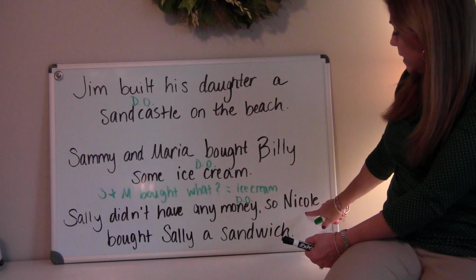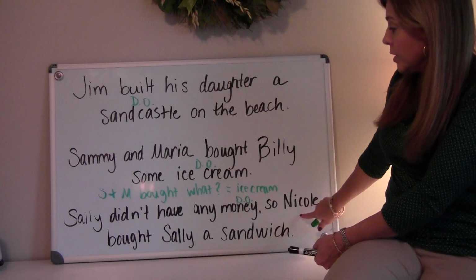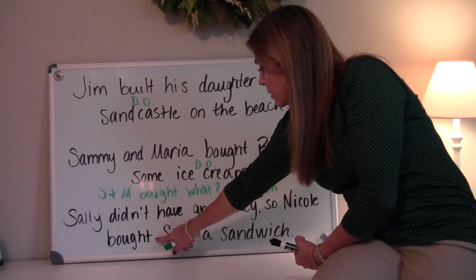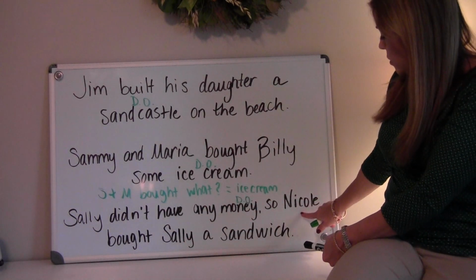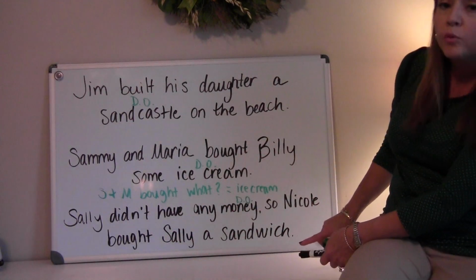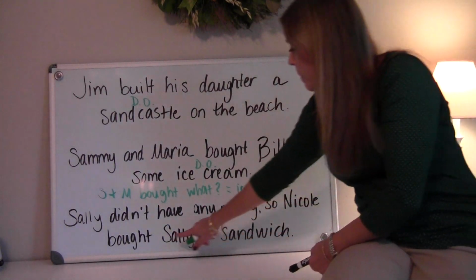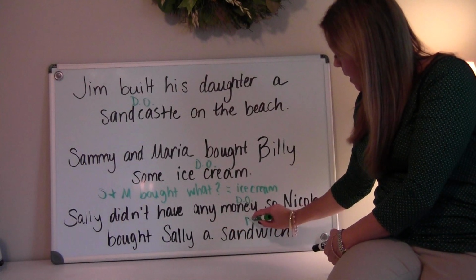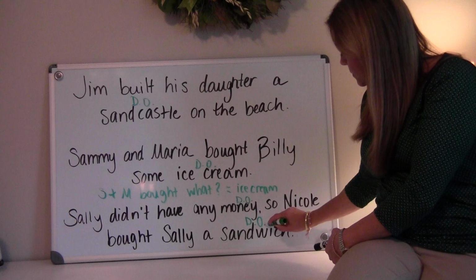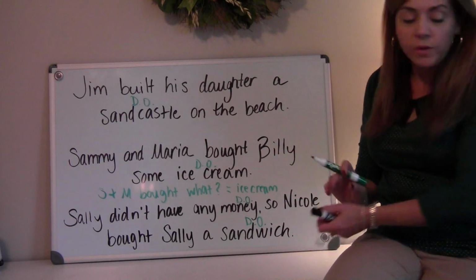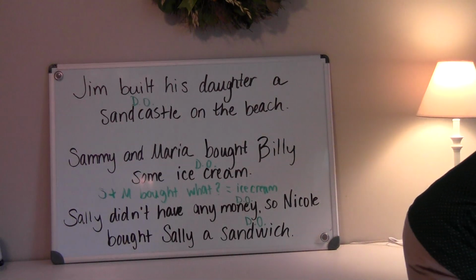And then I come to my second clause. Nicole bought Sally a sandwich. My verb is bought. Who bought? Nicole. So here's my subject. Here's my verb. So my formula again: Nicole bought what? Nicole bought sandwich. That's my direct object.